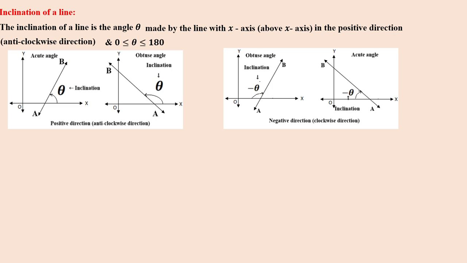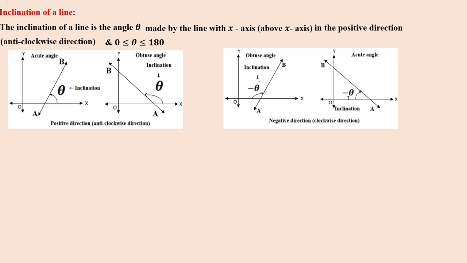So first we measured the angle on the right hand side, correct? See the line and x-axis, right, which cut at a point. We are measuring the angle from the right hand side to left hand side. Here the x-axis cuts the line AB, and we are measuring the angle from left to right. See, the arrow mark is in the other direction, that is for obtuse angle, that is negative direction, that is clockwise direction.